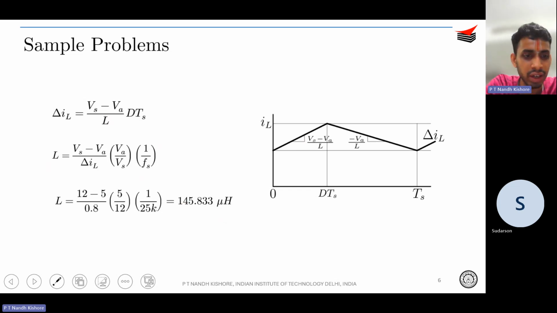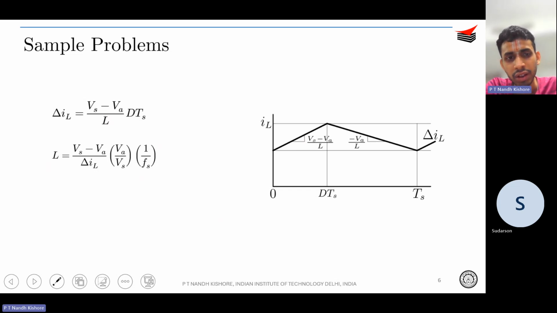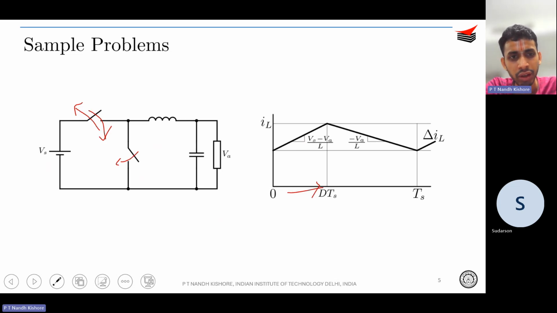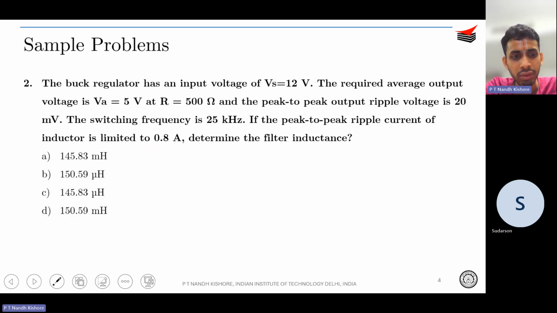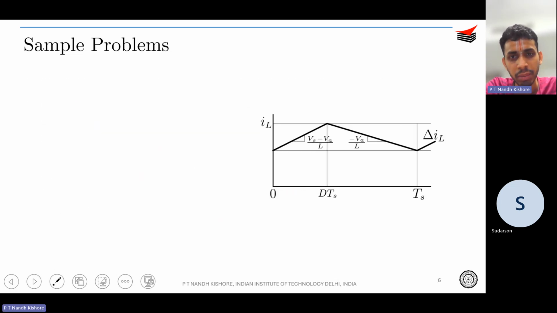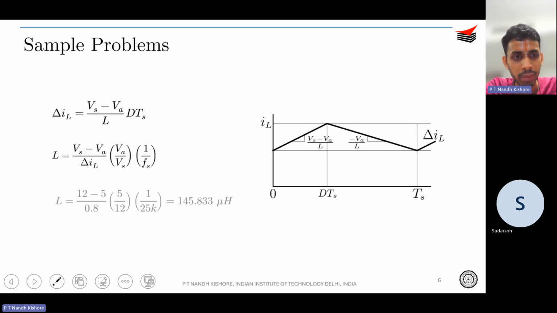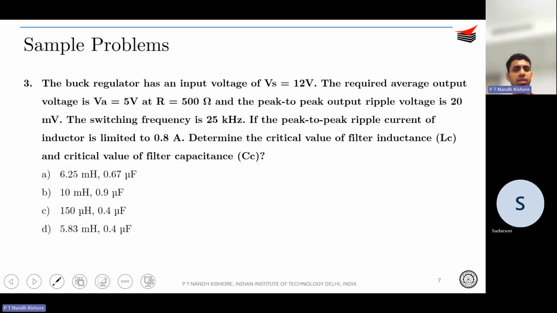So I guess this is a pretty simple problem. If there is any doubt, you can ask me, but this was just a problem that asked you to calculate the value of L, right? So I guess this was easy enough, right? Just from the ripple calculation itself, we were able to obtain what should be the value of L, in order to limit that ripple for this much frequency. Okay. So next question, almost the same question.